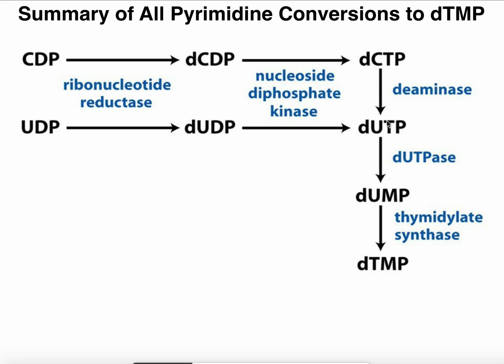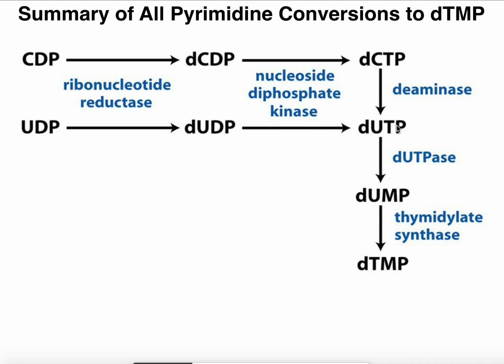Now, it's not necessary if you've got plenty of dUTP, but I can convert dCTP into dUTP. And this is catalyzed by a deaminase. Specifically, it's a cytidine deaminase. So it's actually going to deaminate the cytosine nitrogenous base into uracil. And that will give us dUTP. Although it's not necessary, like I said, if you've got plenty of dUTP.